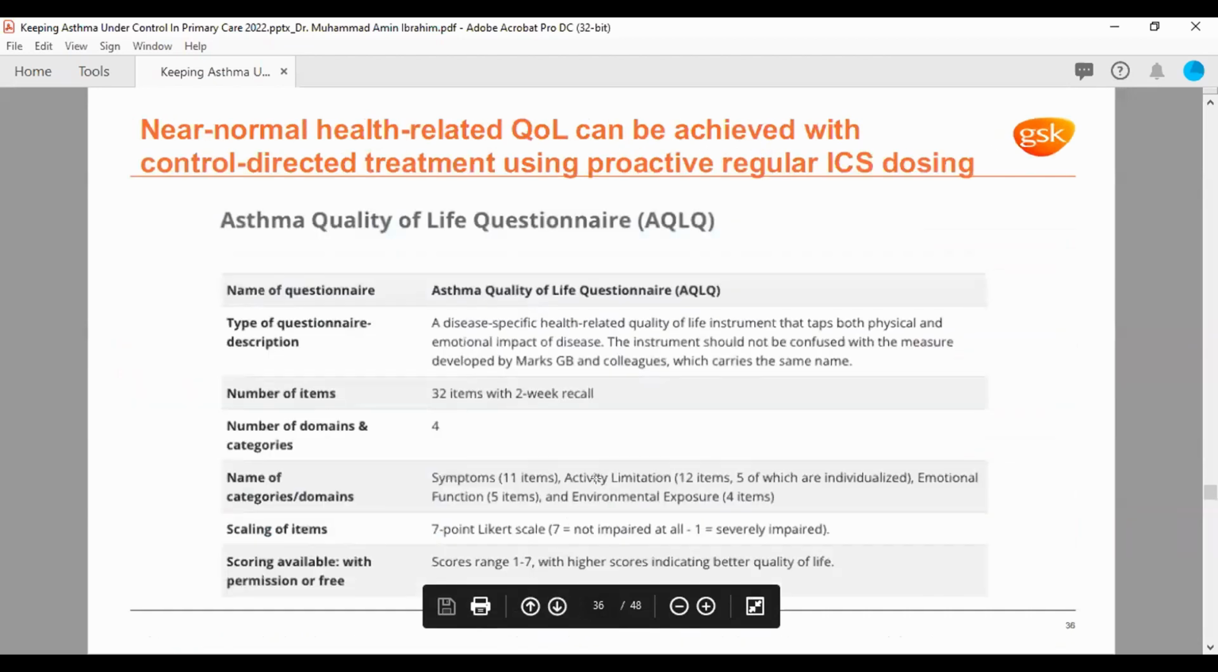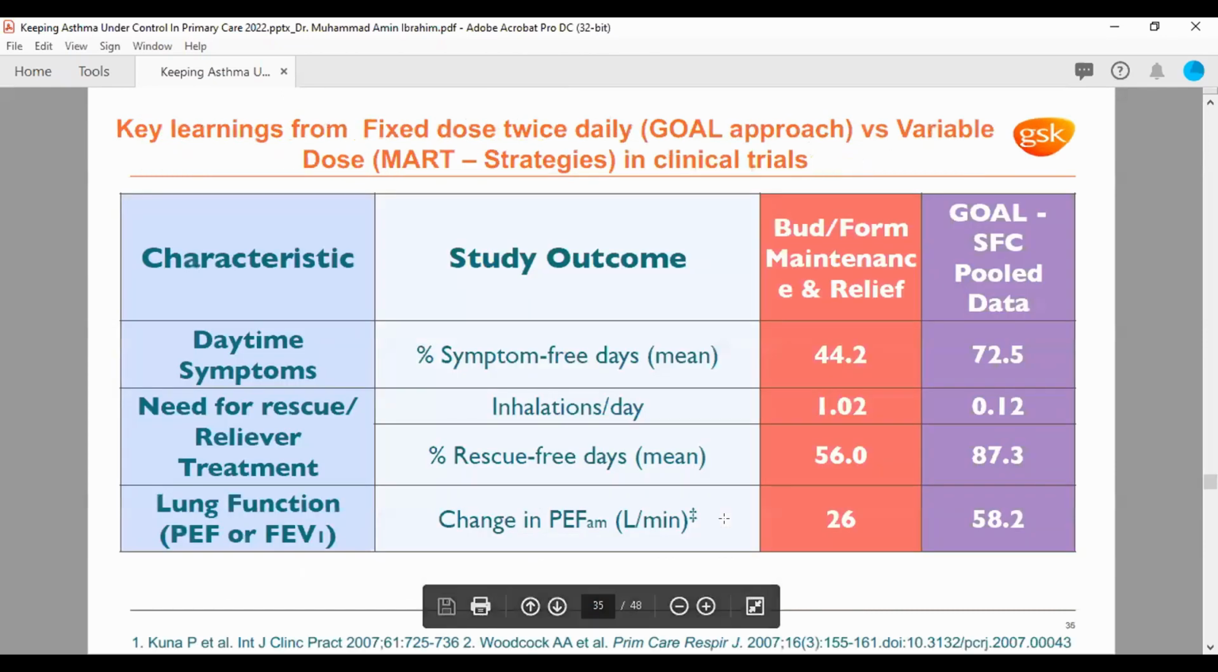Okay, how about quality of life? So one of the questionnaires that we use to assess quality of life is the Asthma Quality of Life Questionnaire, or AQLQ. In this questionnaire, in total there are 32 items that can be divided into 4 main categories: symptoms, activity limitation, emotional function, and environmental exposure. For each domain, there will be score 1 to 7. The higher the score, 7, there is no impairment at all, and score of 1 indicates severe impairment.